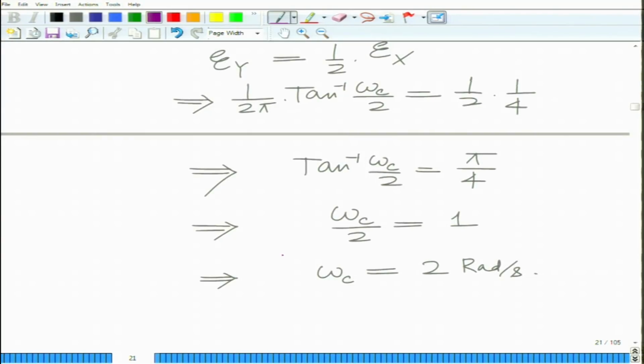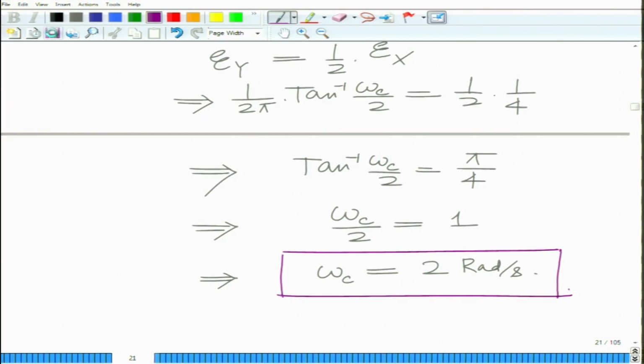Omega c equals 2 radians per second. So, this gives us a filter such that the energy of the output signal corresponding to the input signal e raised to minus 2t u(t), that is the exponential signal, is basically half the energy of the input signal. Okay. So, the cutoff frequency omega c is basically 2 radians per second.